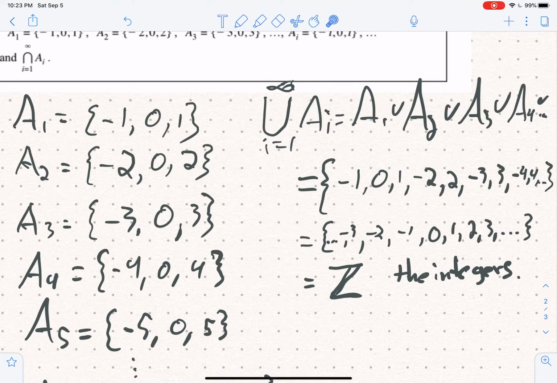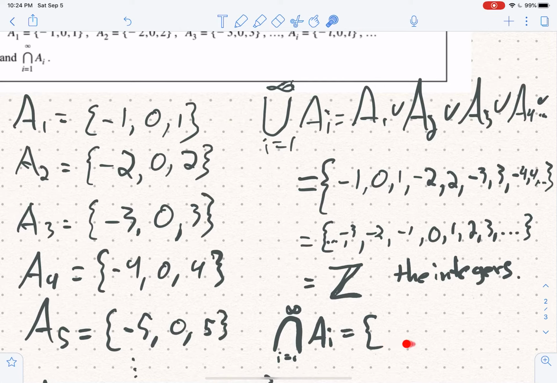Okay. Now let's talk about the intersection. So the intersection over i equals 1 to infinity of Ai. It's still these same sets that we're intersecting. But remember that when you do intersections, the result is going to be a set, and the members of that set are going to be exactly the members that appear in every single one of these sets Ai.